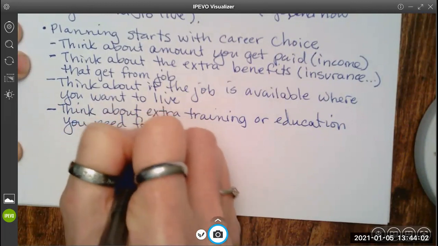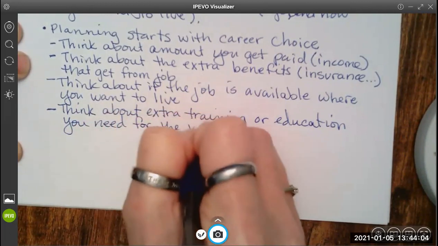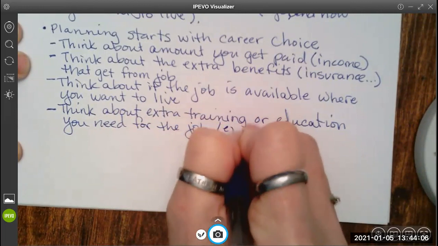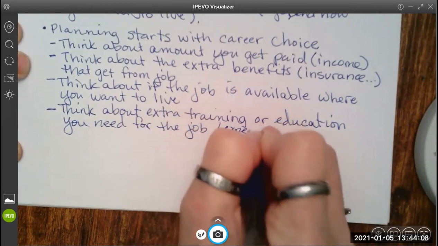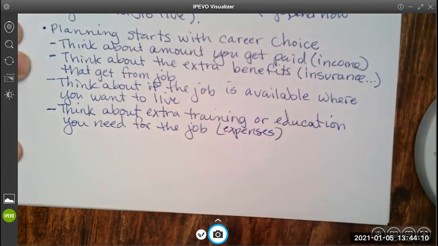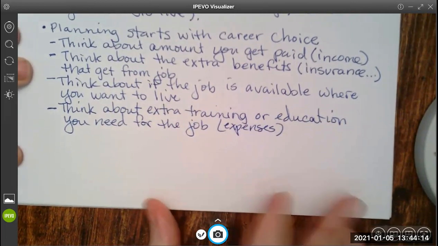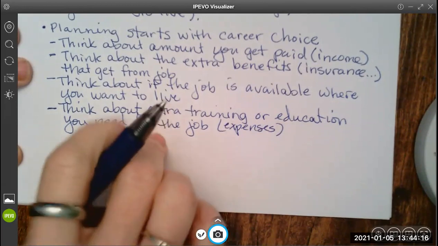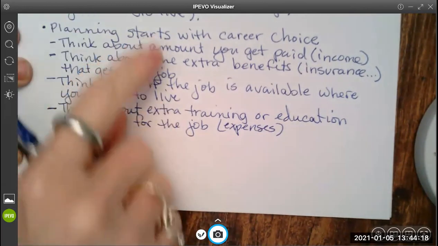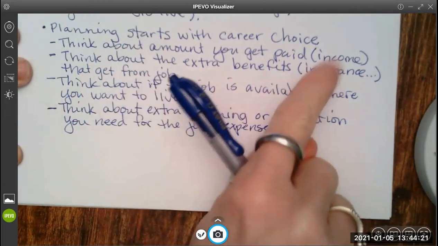For the job. Okay. Because that's extra expenses. You know, training doesn't come for free. Education doesn't come for free. And that's extra money that you have to pay out in advance to potentially get the higher income.